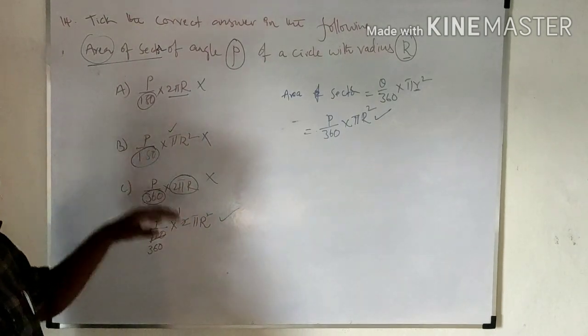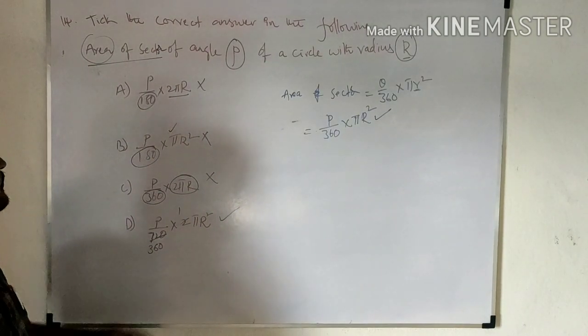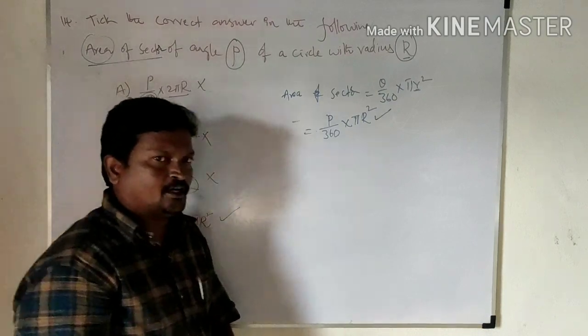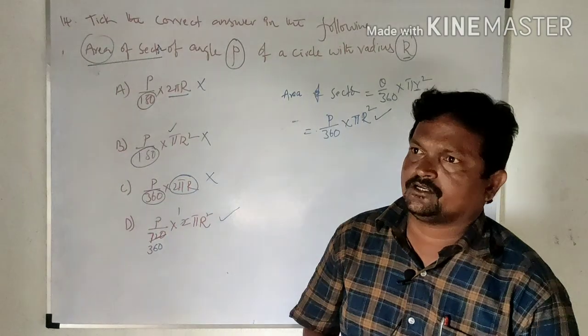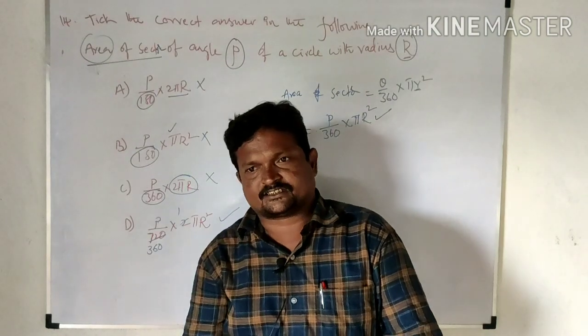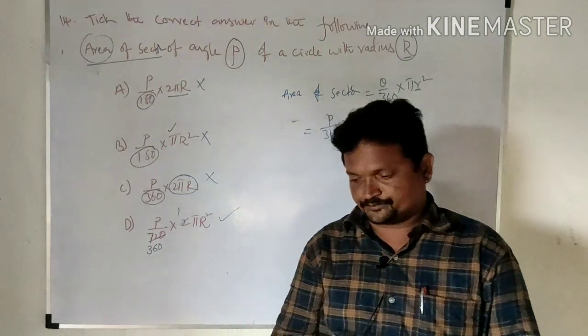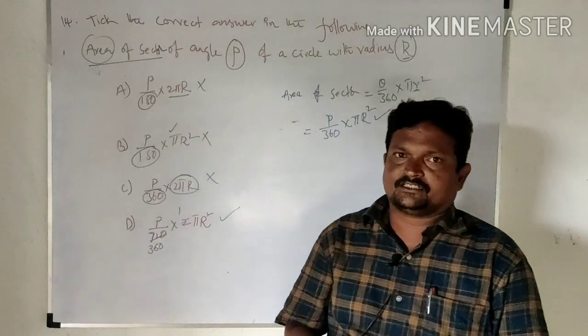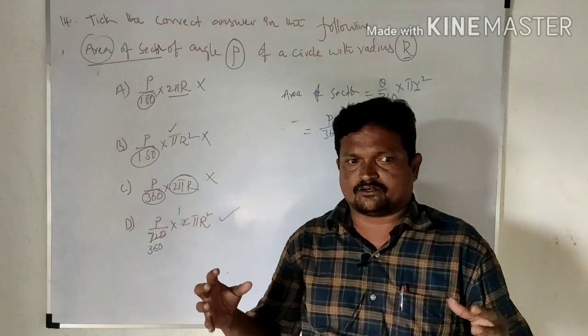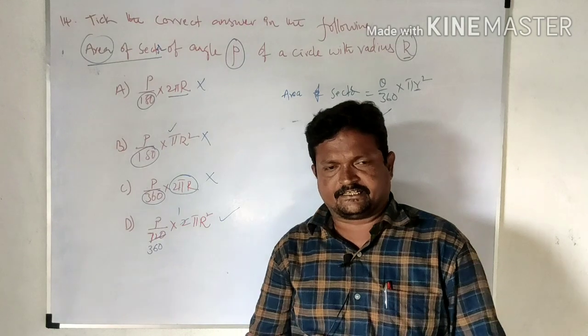This is only a multiple choice question. So with this problem we have finished exercise 12.2. In the next class we will discuss the formulas and the problems from exercise 12.3, those problems related to combinations of triangles, circles, and so on.